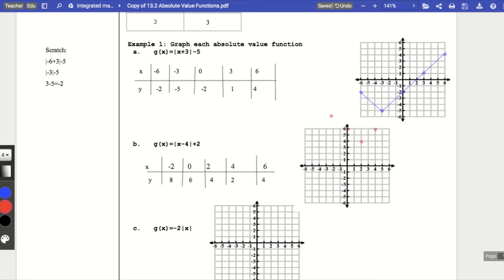Oh gosh, I'm sorry, my dyslexia got the best of me. 2, 4. Did I do 4, 2? No. 4, 2 is right here. And then it's 6, 4. There we go. Sorry about that.